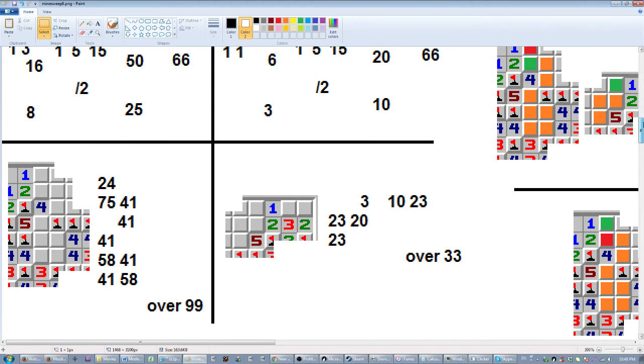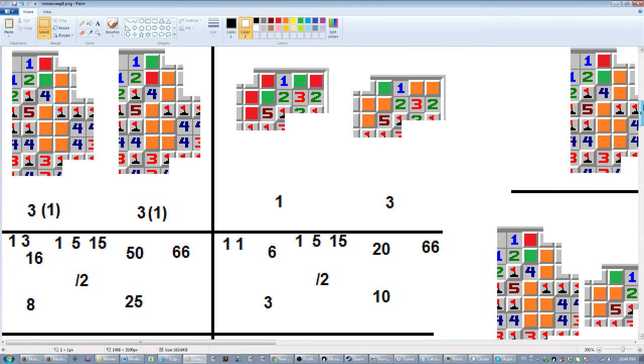So what was that now? 8 and 25. What are they supposed to be? They're supposed to be the total amount of combinations in each of these. This is the true amount of combinations.